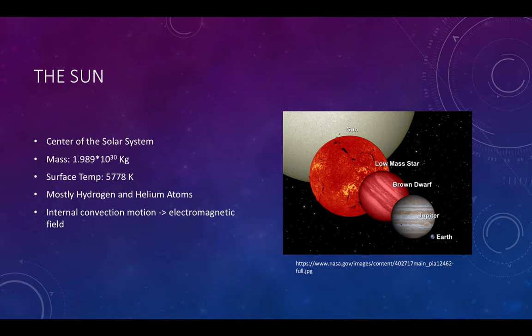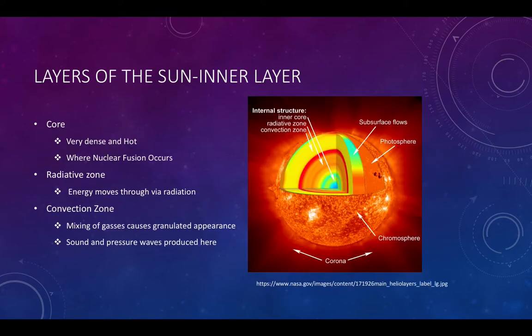It's made up of mostly hydrogen and helium atoms and some heavier atoms as well, atoms that are actually found on Earth. It has an internal convection motion, which means that it produces an electromagnetic field. Just like the Earth, the sun has layers. The core is very dense and very hot, and those are conditions that are ideal for nuclear fusion.